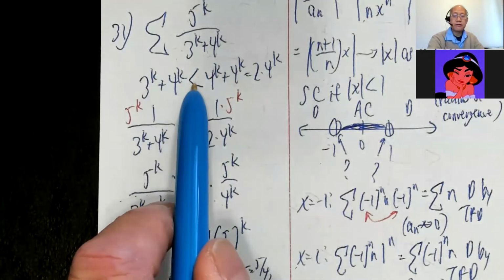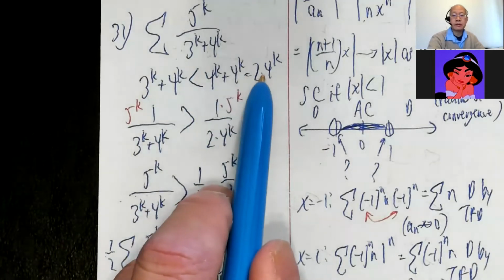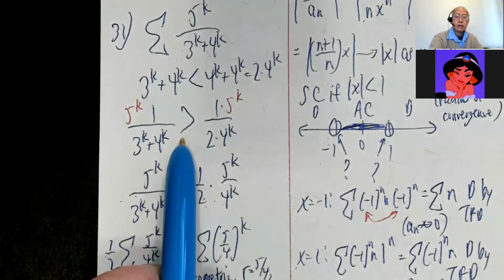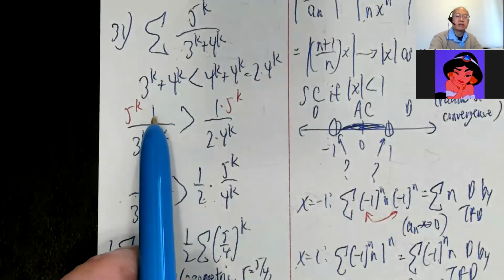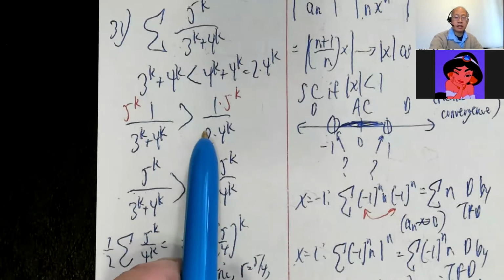So 3 to the k is less than 4 to the k. Add 4 to the k to both sides. This can be written as 2 times 4 to the k. Do the reciprocal rule. So I want to establish a series which is bigger than something which diverges. And this one I established that it diverges.